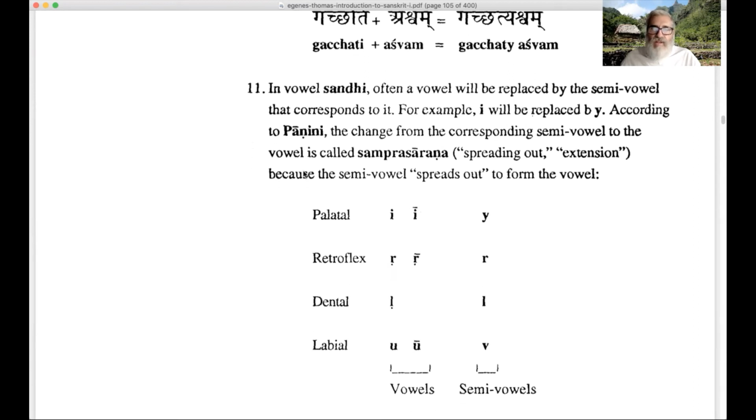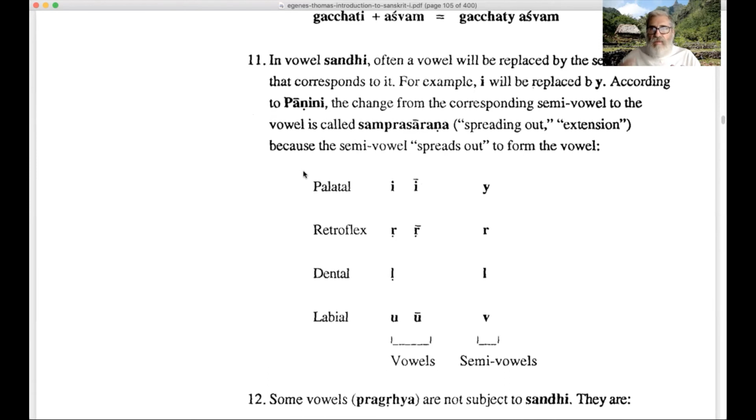According to Panini, there's the change from the corresponding semi-vowel to the vowel. So if we're breaking sandhis and we see a Y and we want to turn it into two I's, from the semi-vowel, which is a consonant, we're turning it back into the vowel, right? So there's two things. When we make a sandhi, we turn the vowel into the semi-vowel. When we break the sandhi, we turn the semi-vowel back into the vowel. There's a special name for turning the semi-vowel back into a vowel. That is in Sanskrit called samprasaranam.